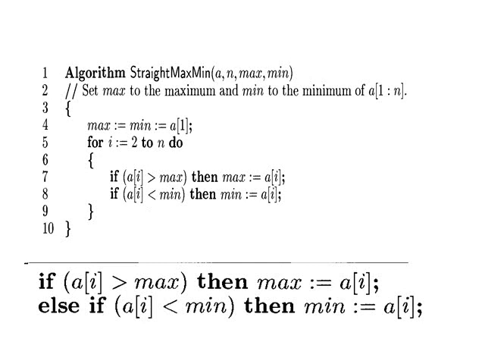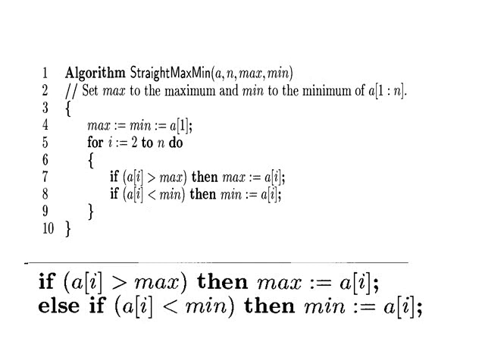So this is the straightforward max-min algorithm. Here we are passing a set of n elements. N is the number of elements, and max and min will hold the maximum and minimum element at the end. So max is equal to min is equal to a of 1. This is the initial statement we are assigning. That is, we don't know which one is maximum and which one is minimum in the beginning, so just assign the first element itself as maximum and minimum element.